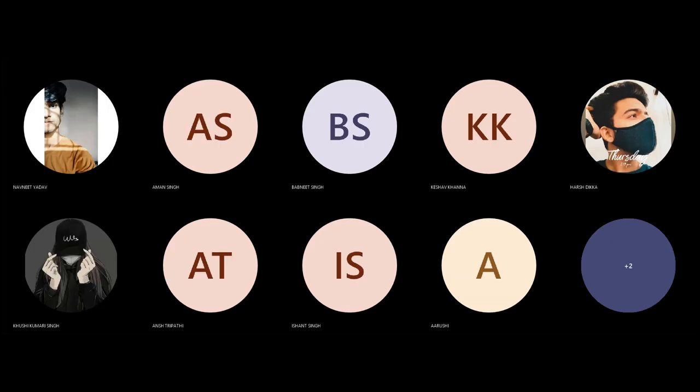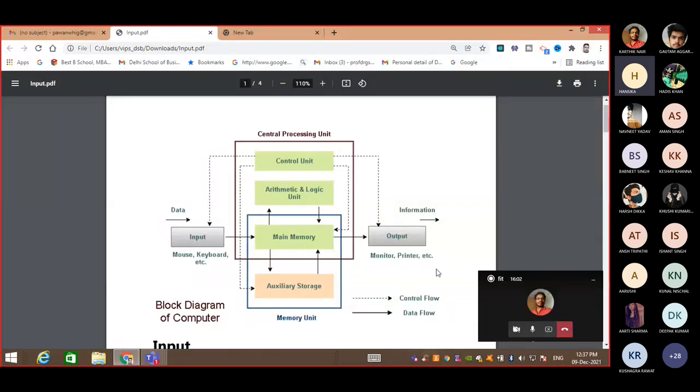So a computer basically has three major blocks, in fact we call it four major blocks. One is input, another one is output, next one is CPU, central processing unit, and in the central processing unit there is another unit that is what we call MU, memory unit. Now let us go into the detail of what exactly a computer system consists of.